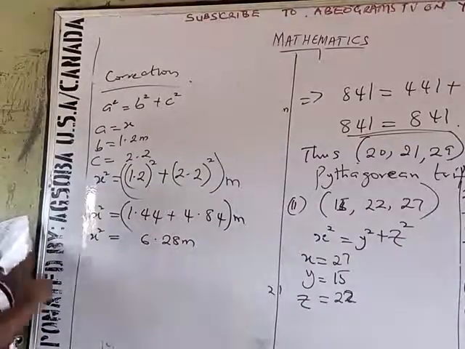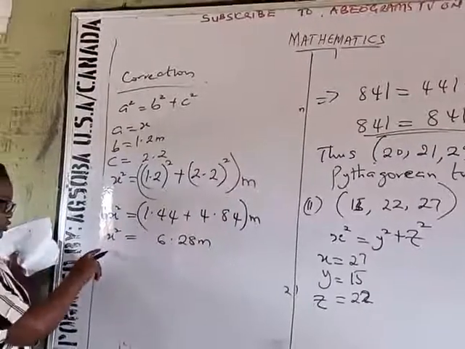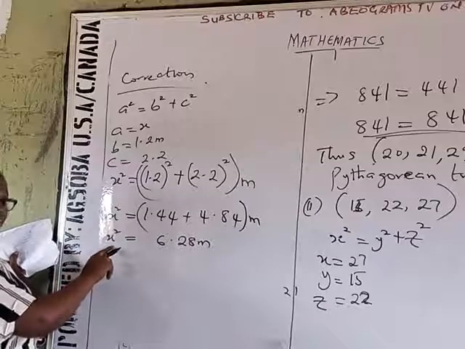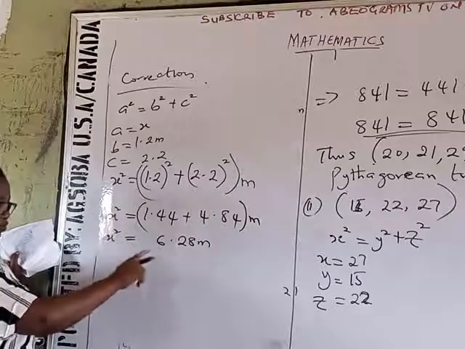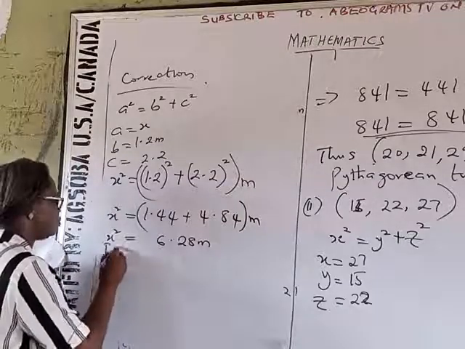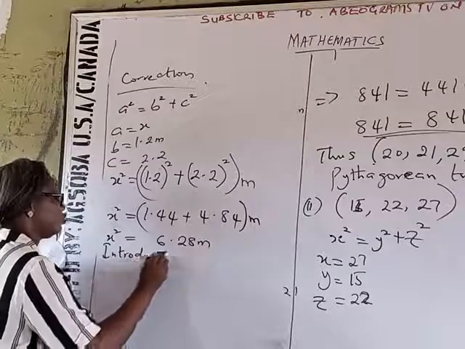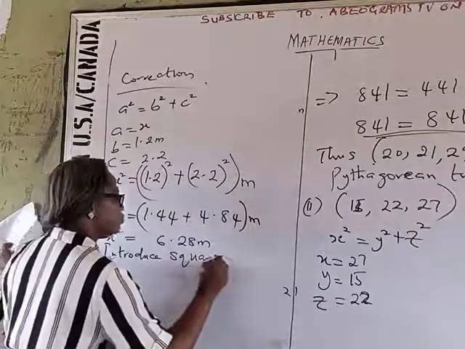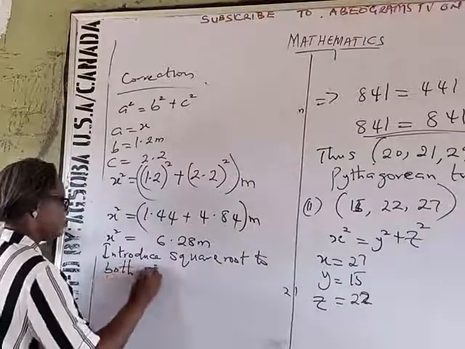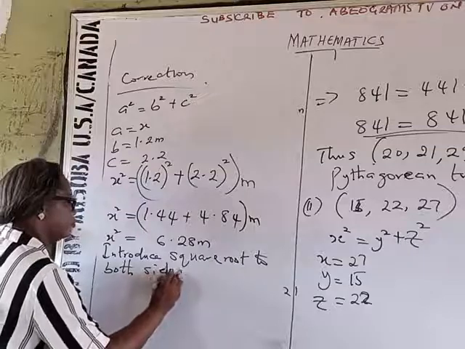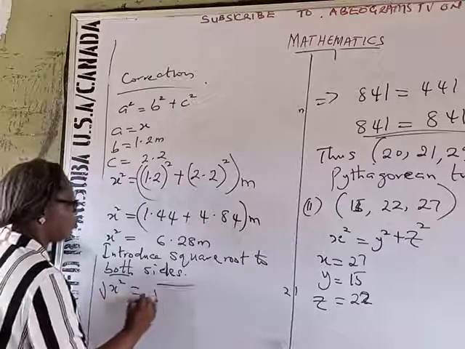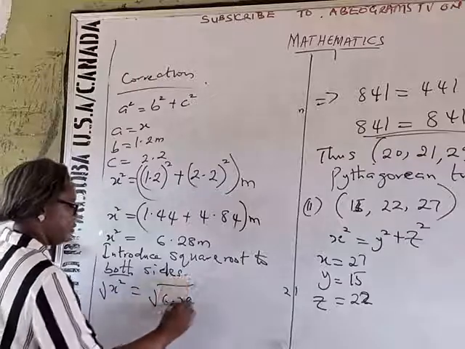That means automatically we have to look for the square root. We have to look for the square root of x squared, and not just x squared, but both sides. So we introduce square roots to both sides. And so we have x equals the square root of 6.28 meter.